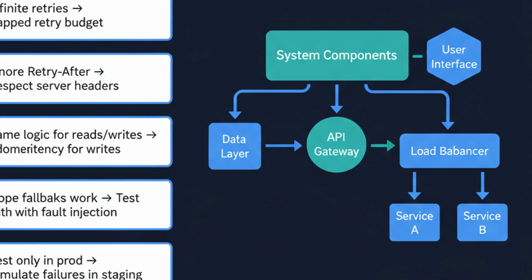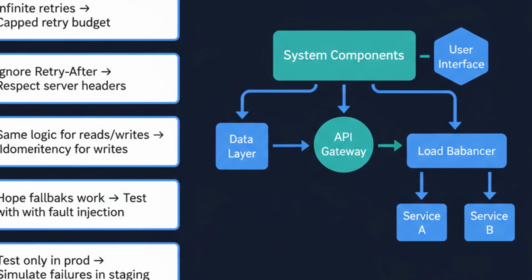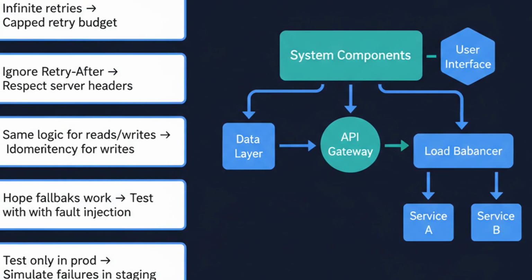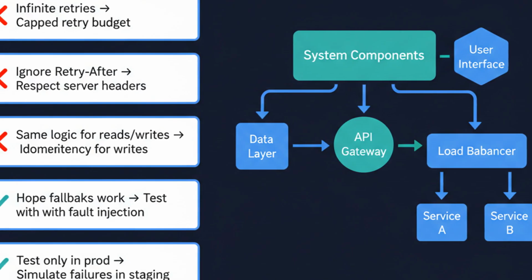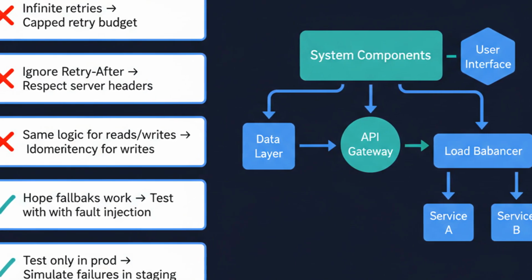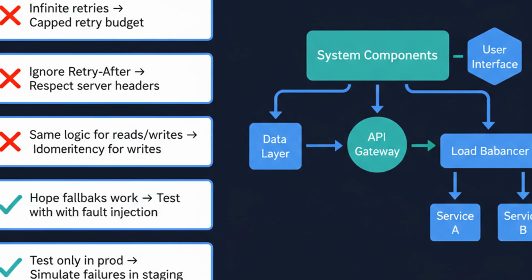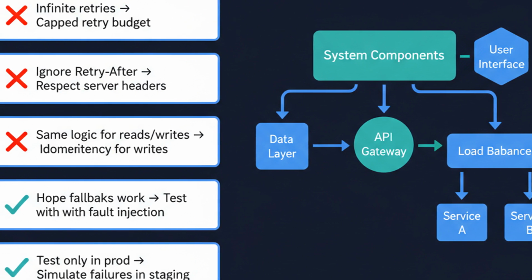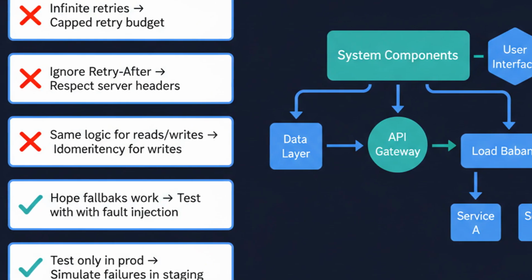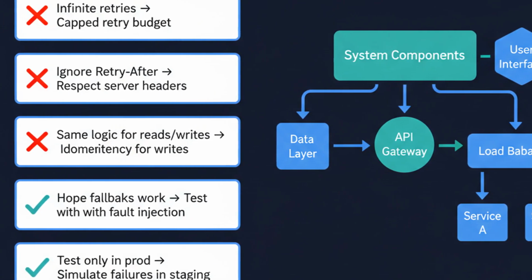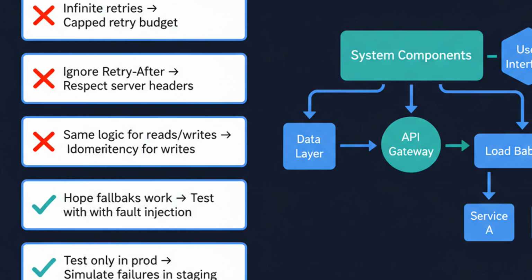Third, do not use the same retry logic for reads and writes. Write operations need idempotency keys. Fourth, do not forget to test your failure paths. Use fault injection to verify your fallbacks actually work. And finally, do not wait until production to discover your error handling. Simulate rate limits in staging.